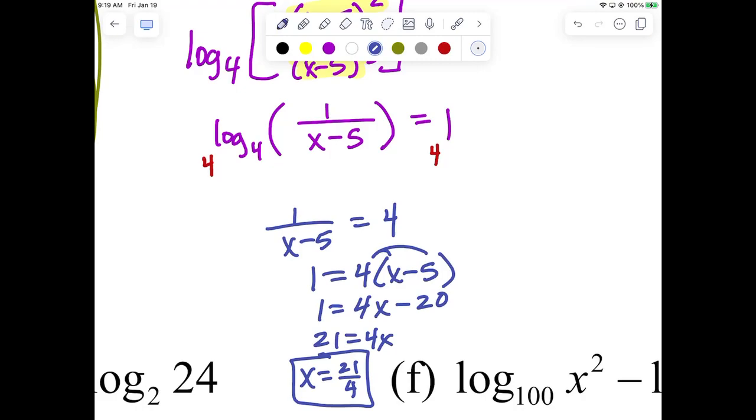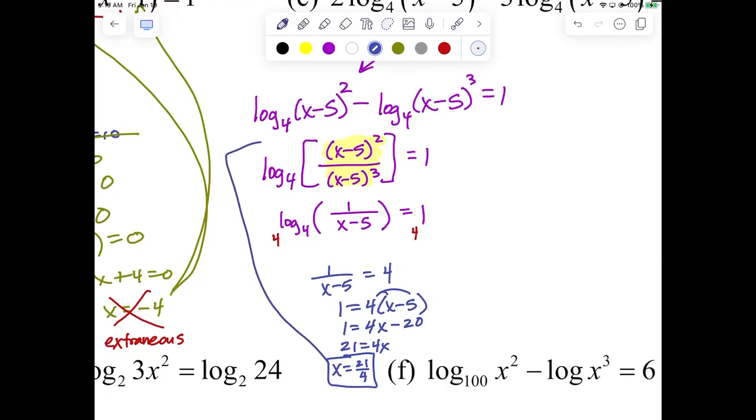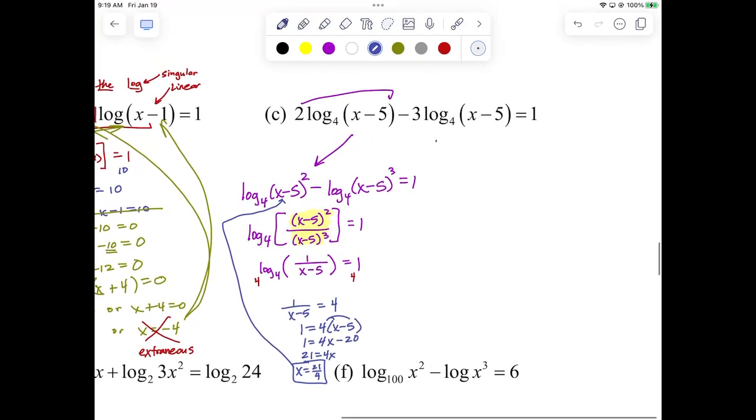I only got one solution. Is it guaranteed to work? And it's not guaranteed to work. We better plug it back in right here. What's 21 fourths minus 5? It's a positive number, right? Because 21 fourths is the same as 5.25. Or you could say 5 is the same as 20 fourths. That might be easier. So 21 fourths minus 20 fourths is 1/4. Woo, it snuck into positive land, didn't it? Not by much, but does it work? Yeah, it works.